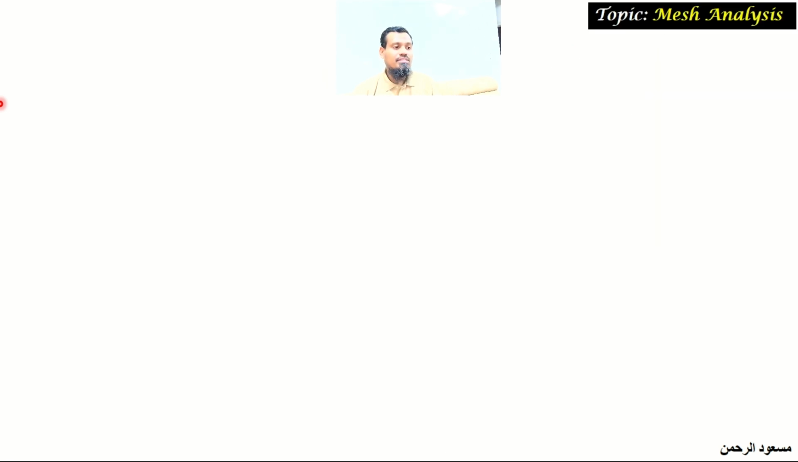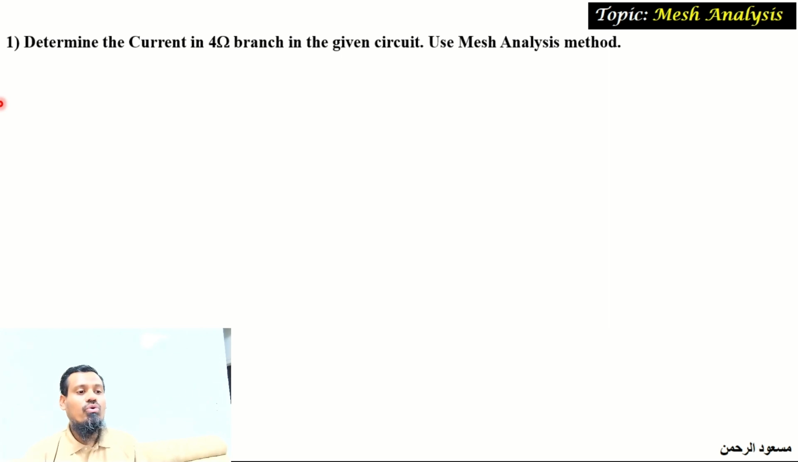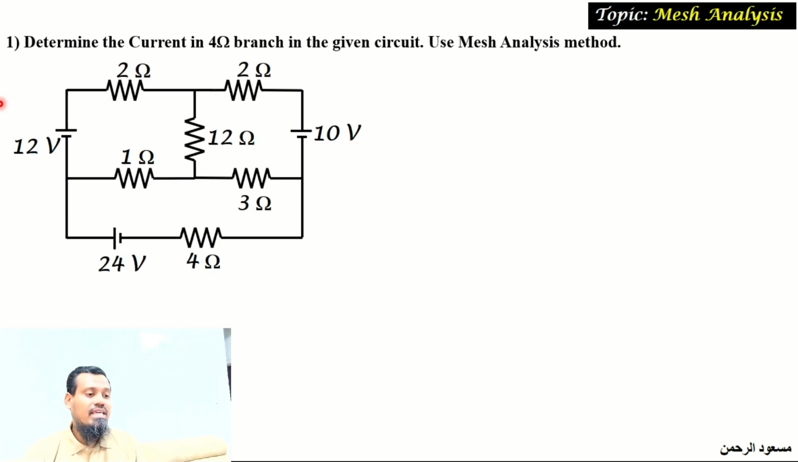The question given to us is, determine the current in the 4 ohm branch in the given circuit, and they have indicated us to use the mesh analysis method. The given circuit is this one. As you can see here, there are many closed paths. For example, you can assume this to be a closed path, and this, and this. Also, you can assume this to be a closed path. Like this, there are many closed paths in the given network.